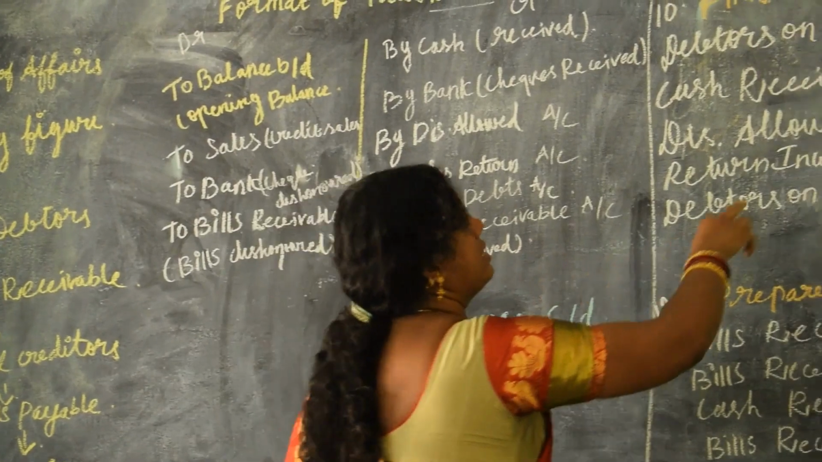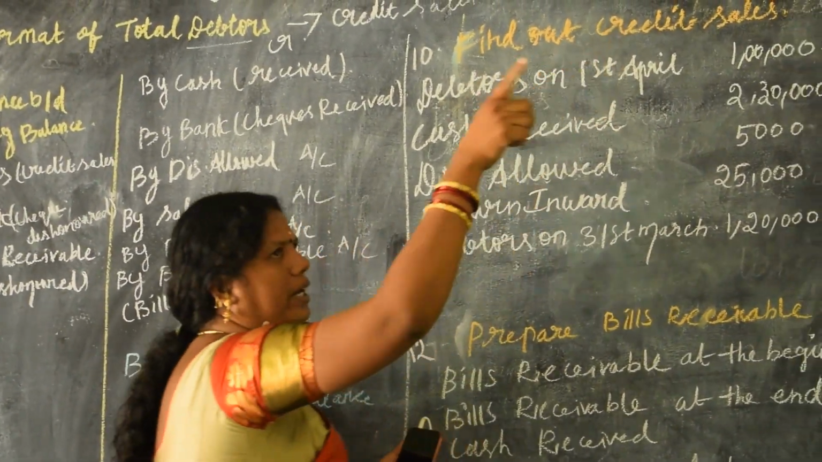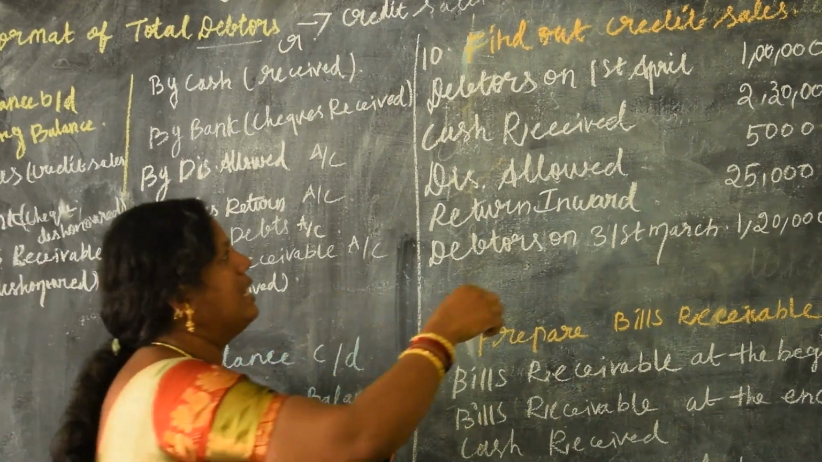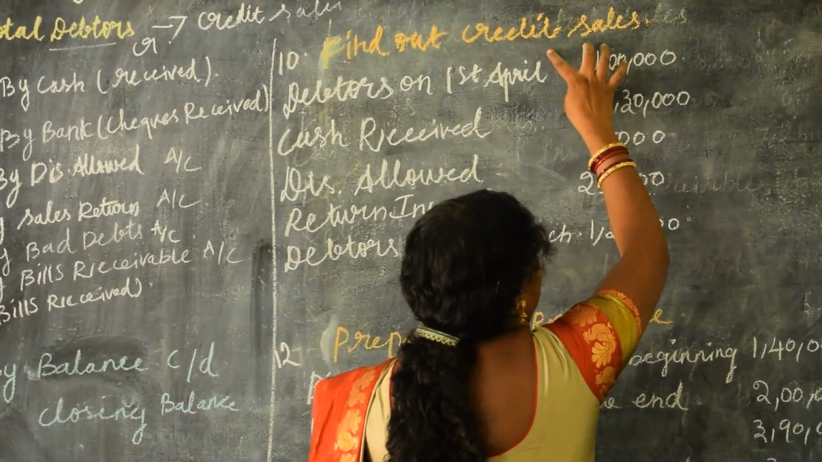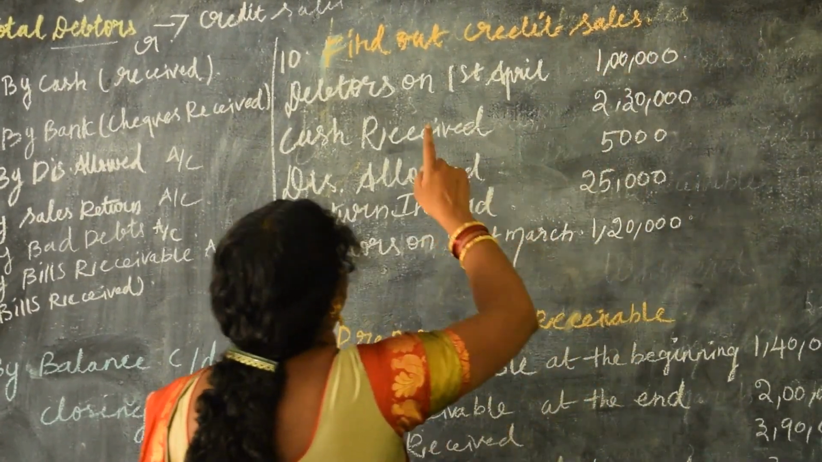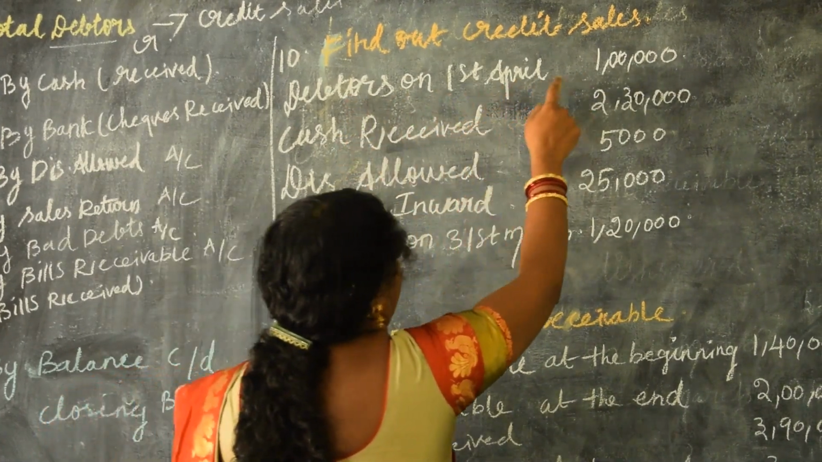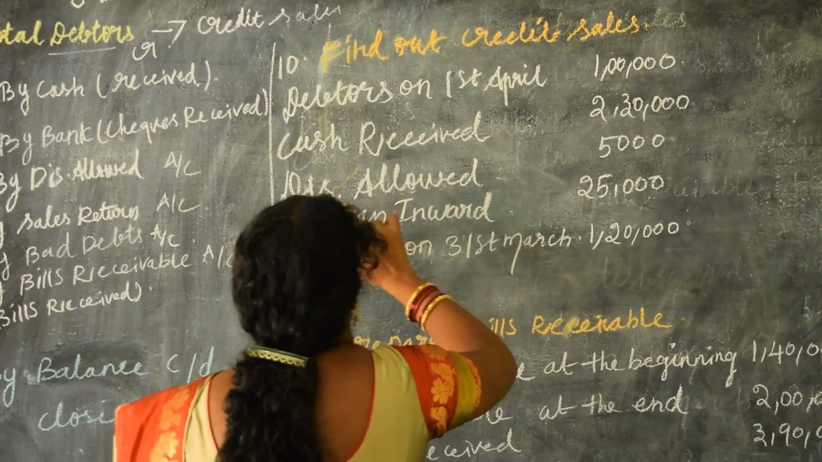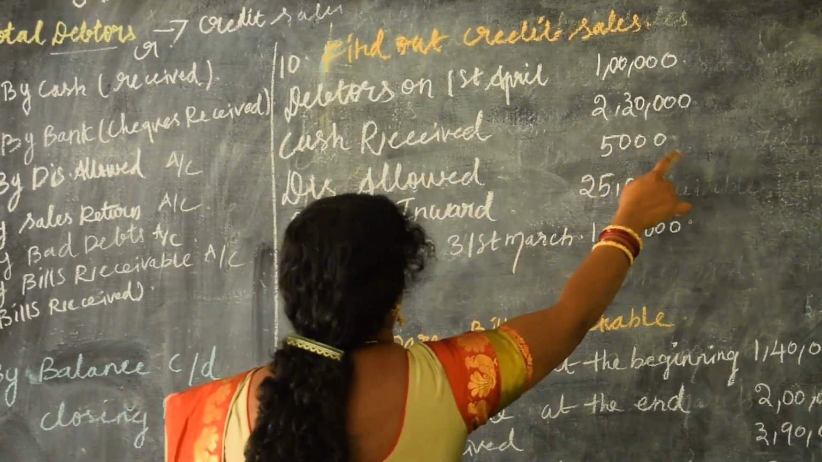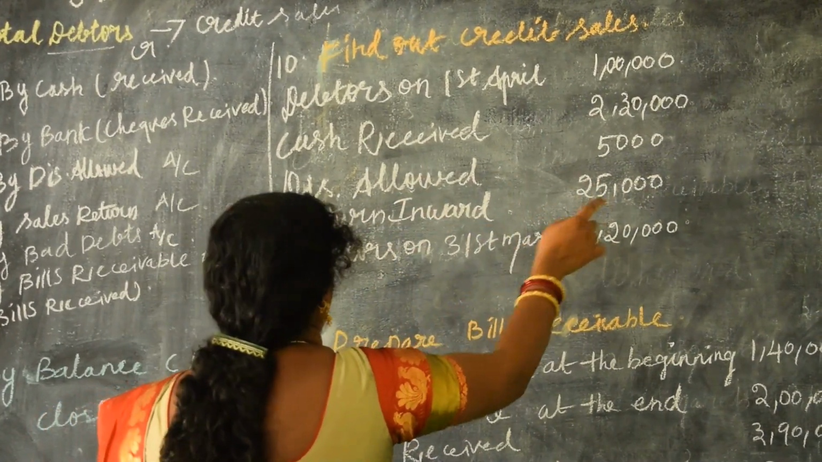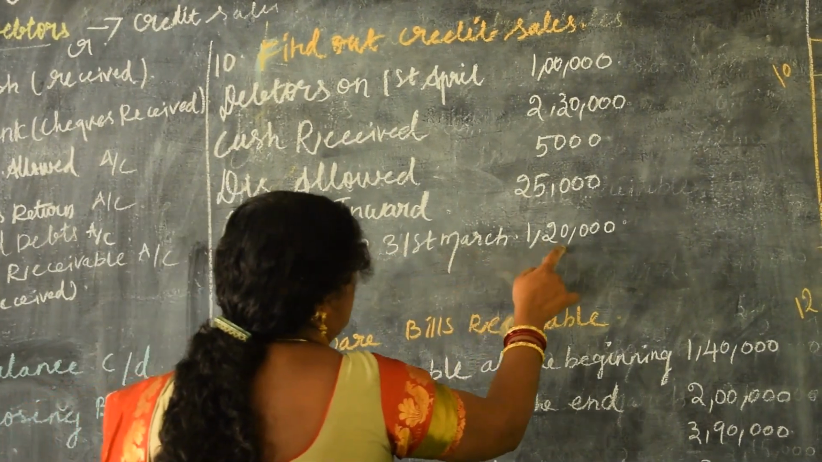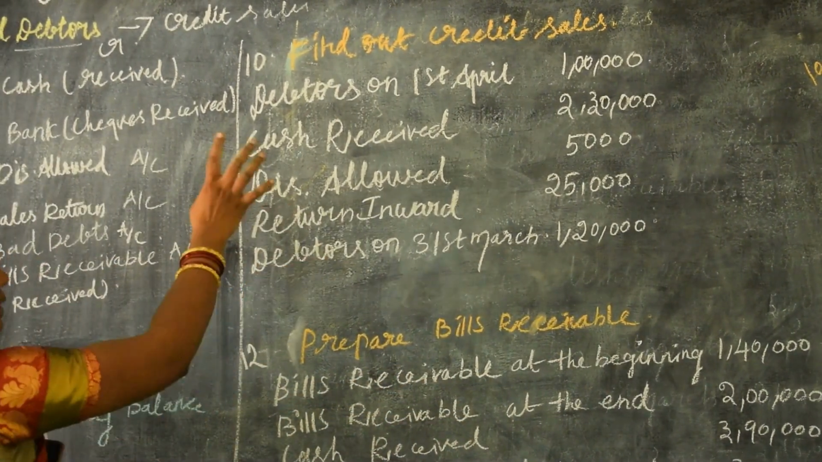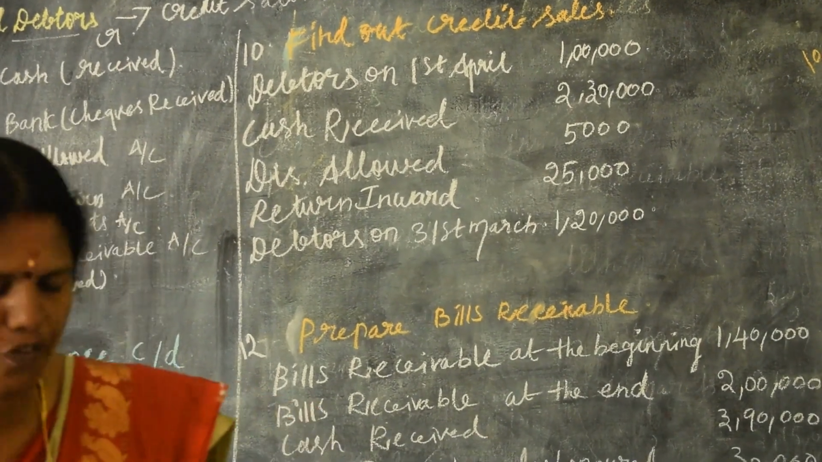Find out the credit sales. Think over it. Credit sales. What item should come into your mind? Yes, debtors. So we are going to find out debtors. Debtors on 1st April 1 lakh. Cash received 2,30,000. Discount allowed 5,000. Return inward 25,000. Debtors on 31st March 1,20,000. Okay, now we are going to prepare the 10th problem. I'm going to fill it out.